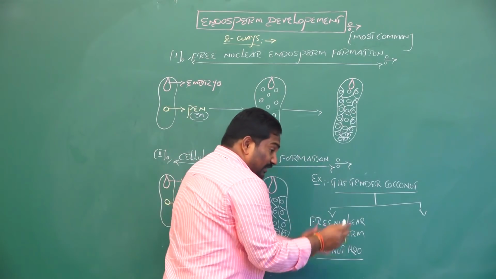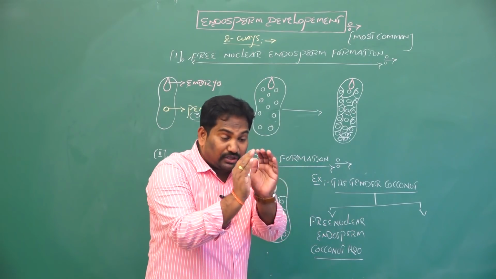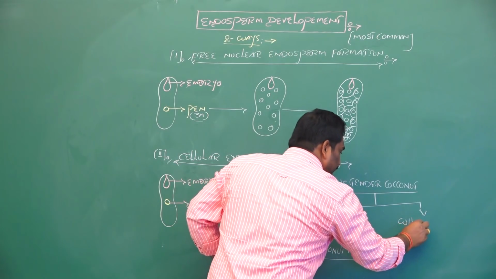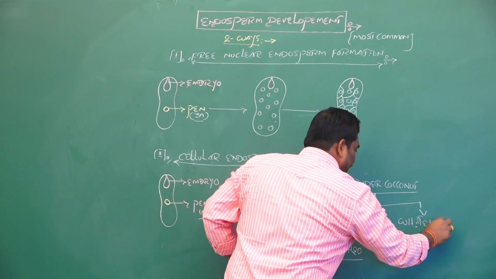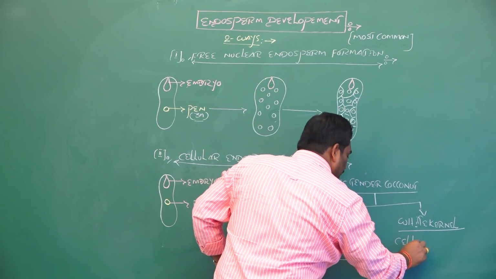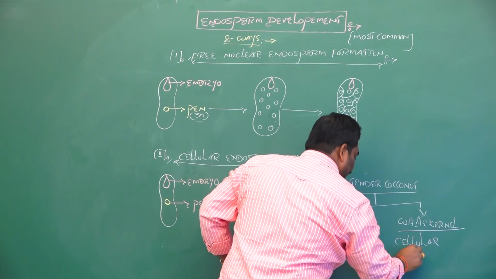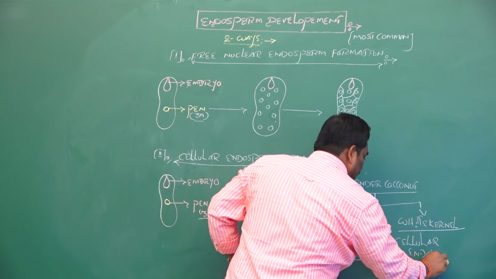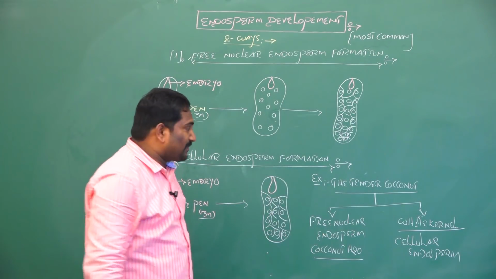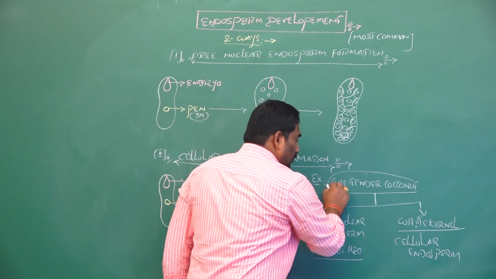It is surrounded by the free nuclear endosperm, or coconut water. It is surrounded by white kernel. The white kernel is nothing but cellular endosperm. These are the two different types of endosperms we see in tender coconut.